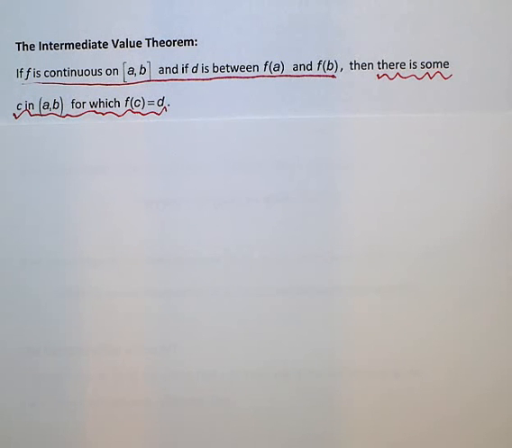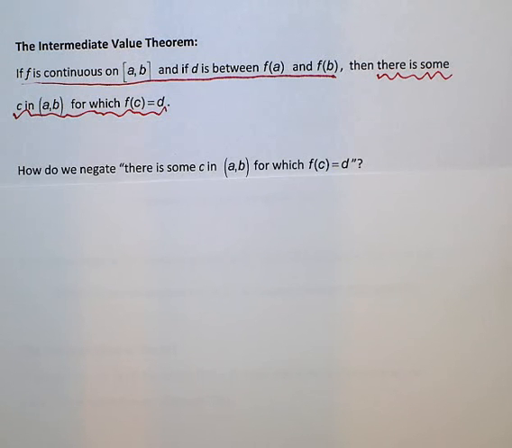What does its contrapositive say? We have to interchange the if clause and the then clause and negate both of them. How do we negate there is some c in the open interval ab for which f of c equals d? The negation of there is some c is there is not some c, or more nicely put, there is no c.